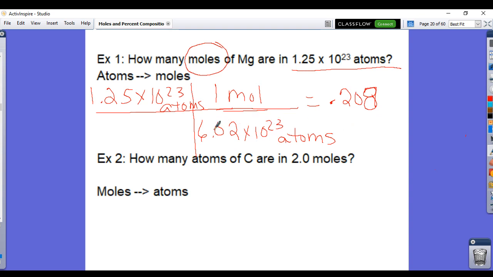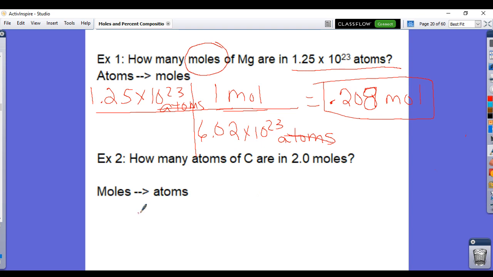Now we have to remember our rules of rounding. When we're multiplying or dividing, we look at how many sig figs we have. There are 3 here, there are 3 here, so we need to end it in 3. We have to have it in 3, and that's going to give us the mole. So that's your answer, 0.208 moles. And you know, the atoms is canceled out.